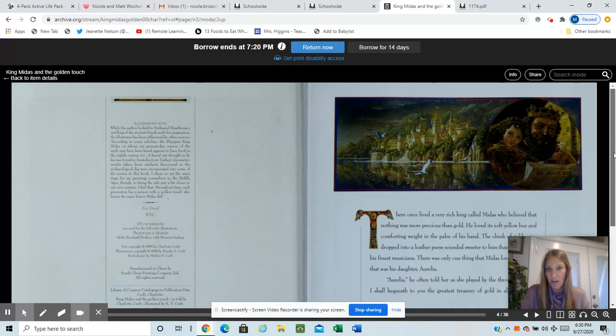And here's our picture of King Midas in his castle and Aurelia.